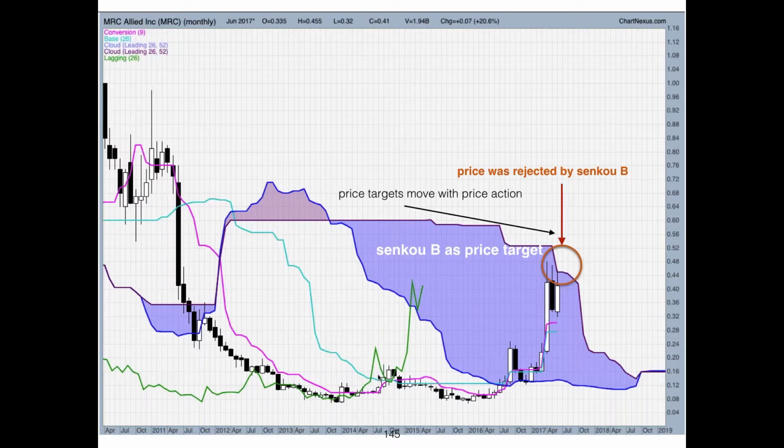Therefore, while your theoretical target price for MRC was at the highest level of the Senkou B, which is at around 60, this price target adjusts with the movement of price because the Senkou B is merely a reflection of price action. Price and Senkou B made contact near the 48 area and was rejected there. I would like to illustrate how prices reacted to each of our lines on the way to our price target. In number 1, the Tenkan-sen served as resistance, so price dropped back down after hitting that line.